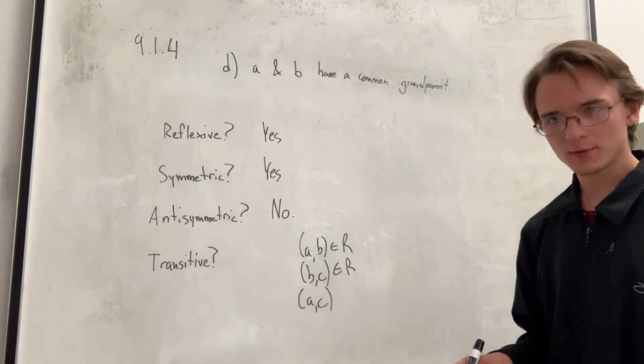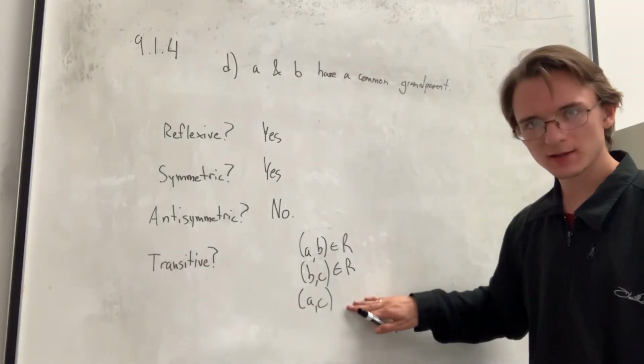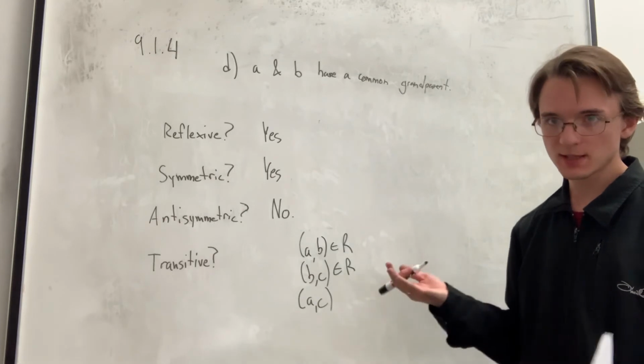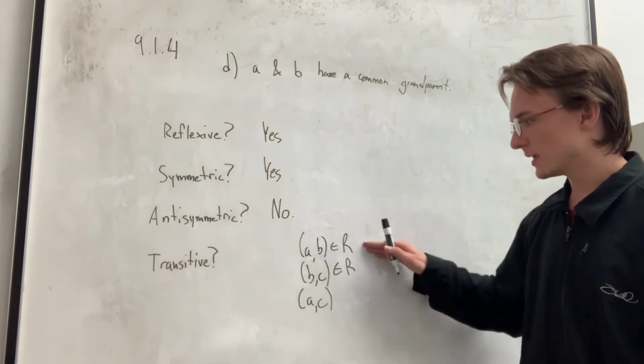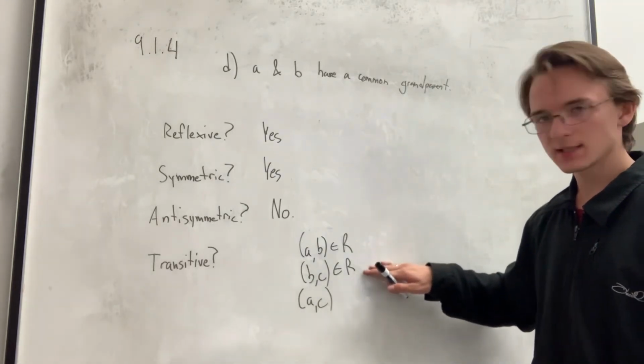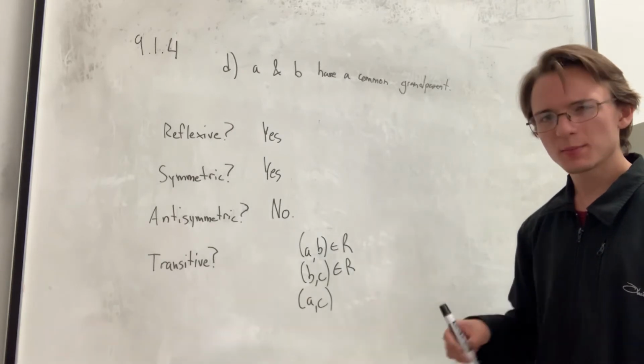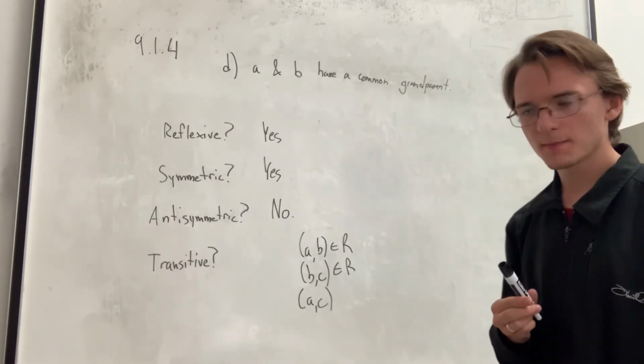So, for that reason, this is not necessarily in the relationship. I mean, it might be sometimes. Maybe A and B have the same grandparent as B and C, in which case it would be transitive. But that doesn't mean it's transitive in all cases. So no.